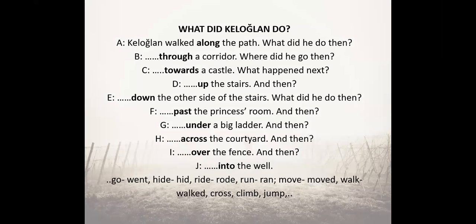What did he do then? He went through a corridor. Where did he go then? He went towards a castle. What happened next? He climbed. Regular word. Where is it? Climbed. Here. He climbed up the stairs, and then he climbed down the other side of the stairs. What did he do then?